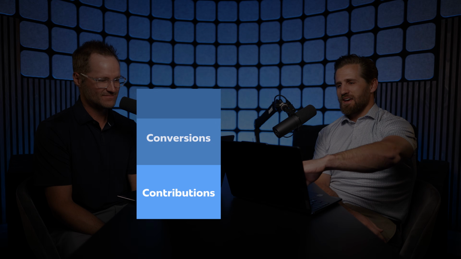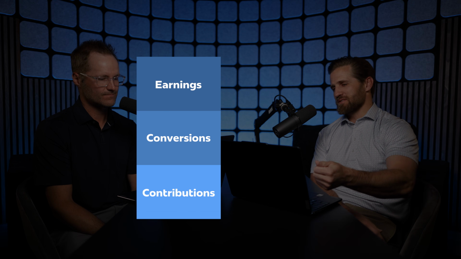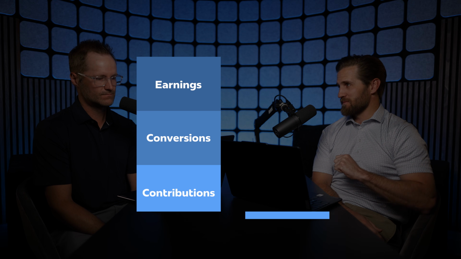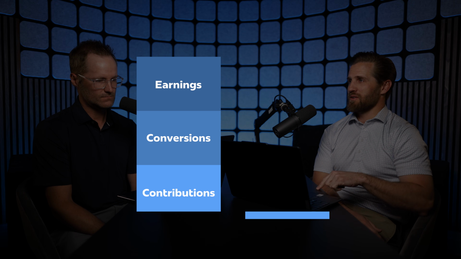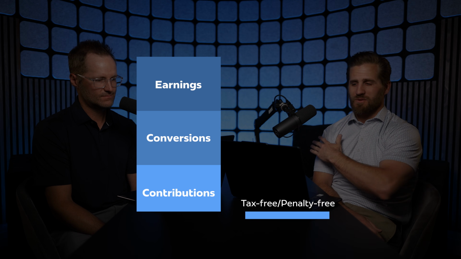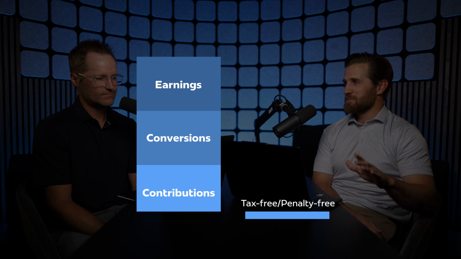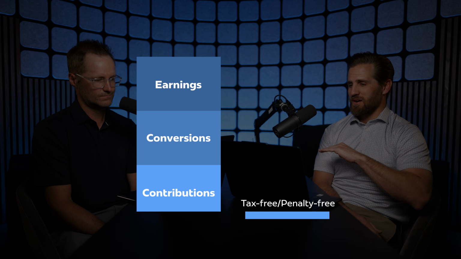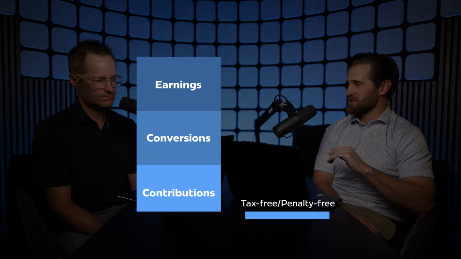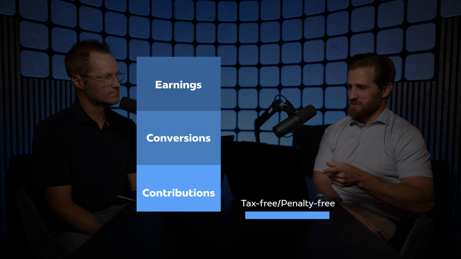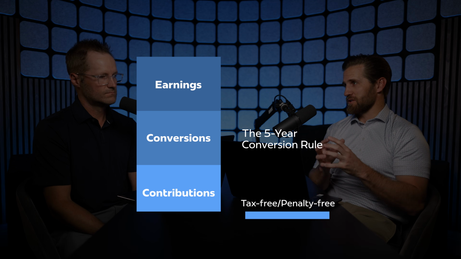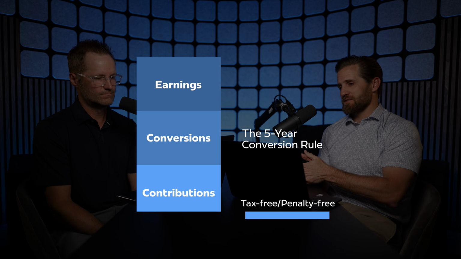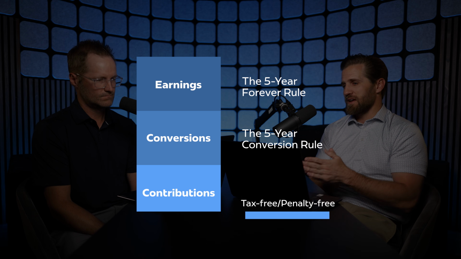So, looking at the order, your contributions are the first thing that come back out, and your contributions to a Roth are going to be tax-free, penalty-free to you at any time, at any age. People forget that. So, you put money into a Roth, you could pull it out next year without any type of tax or penalty. So that's contributions. Conversions, that's where that 5-year rule starts to come into play. And earnings has the forever 5-year rule along with age. We'll go through that in a future episode.